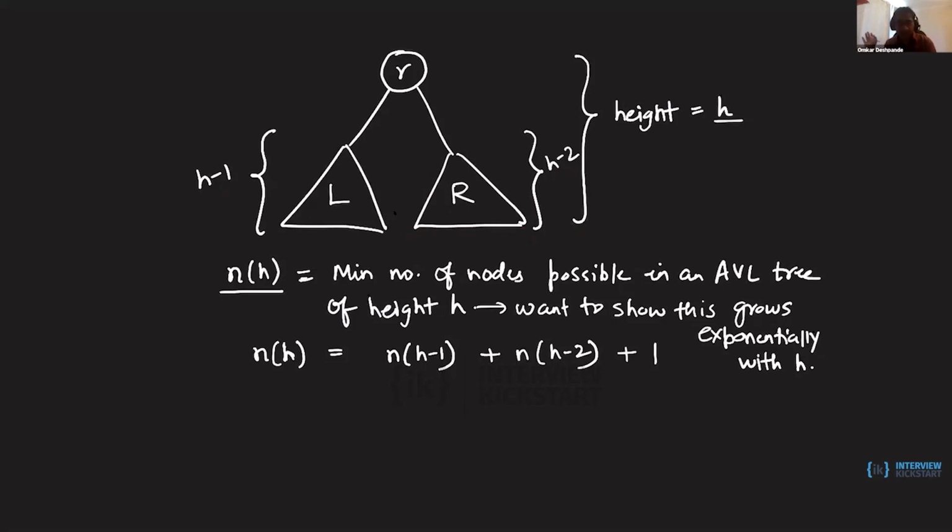and remove them. What would be the height of the resulting subtree? It would be h minus 2, right? And it would still be an AVL tree. Everything would be balanced in it. And the overall tree would also be an AVL tree, because all that happened is the balance factor here changed from 0 to plus 1.